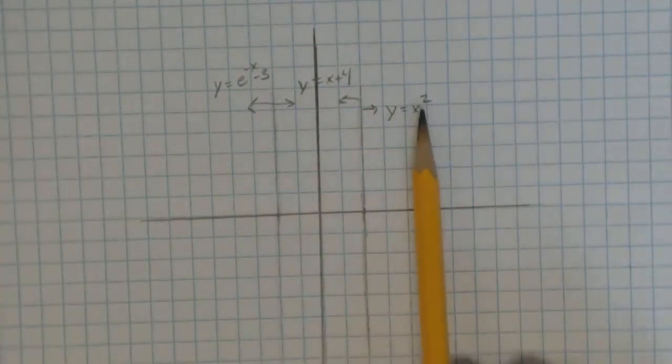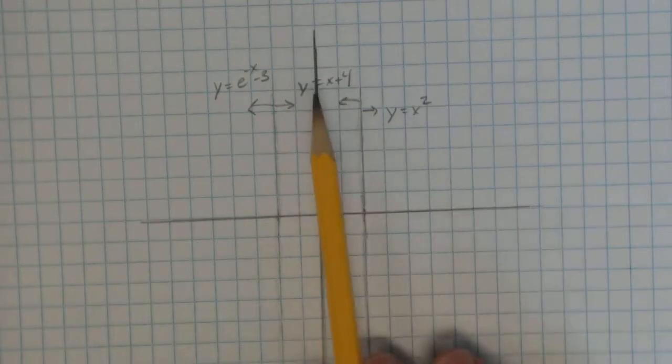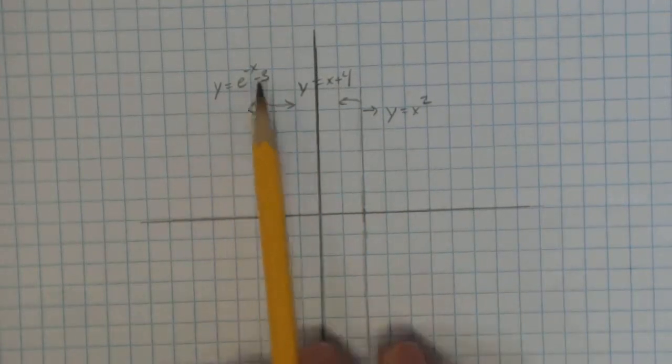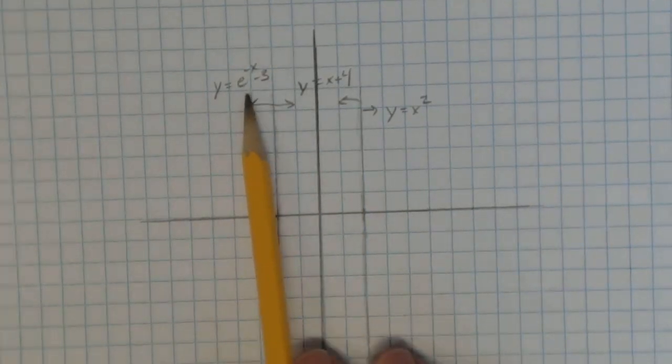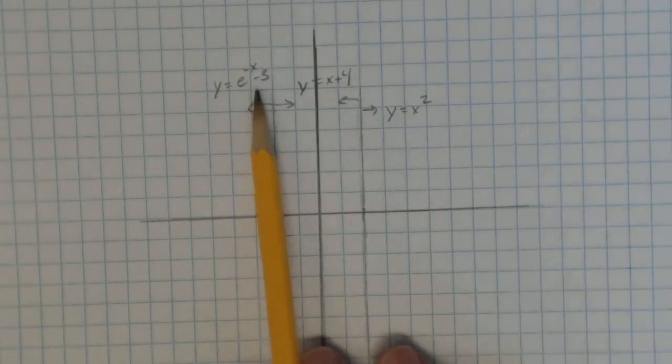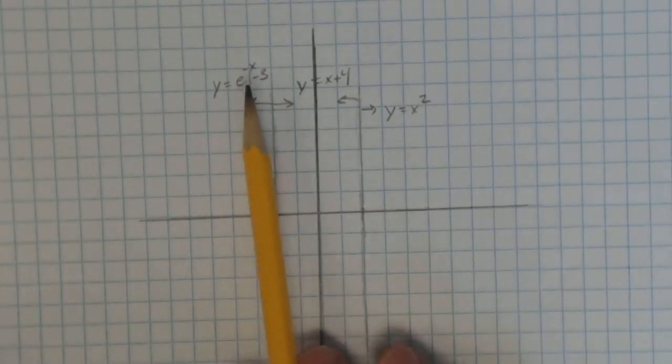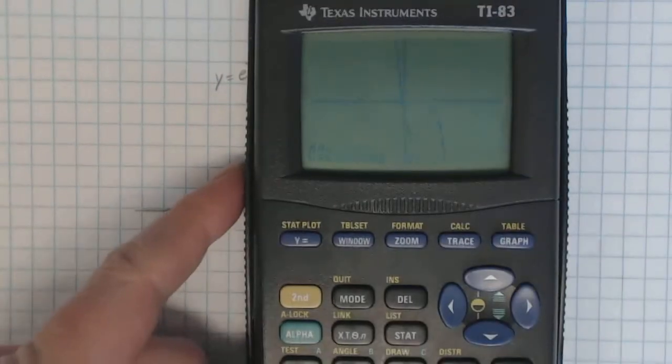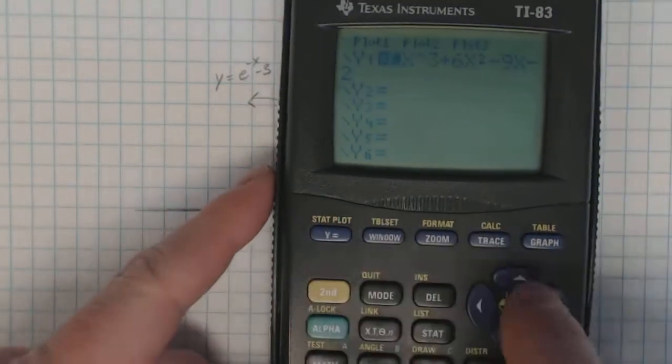Now, x squared is a parabola. X plus 4 is a line. This e to the x business, that might not stand out to you about what that shape is. So let's jump over here in the graphing calculator and look at what that would be.